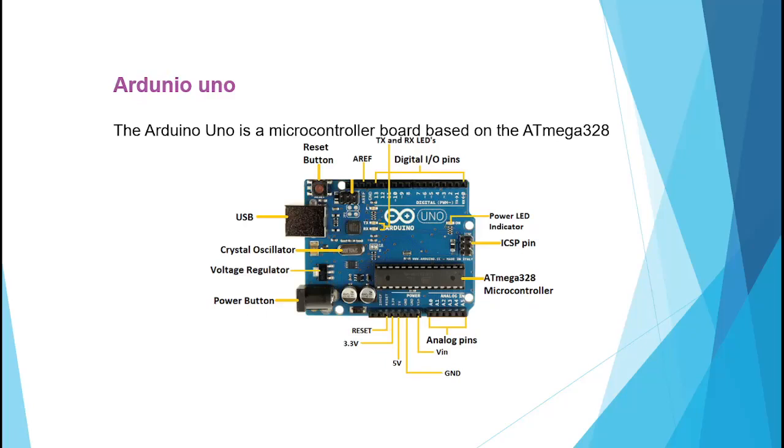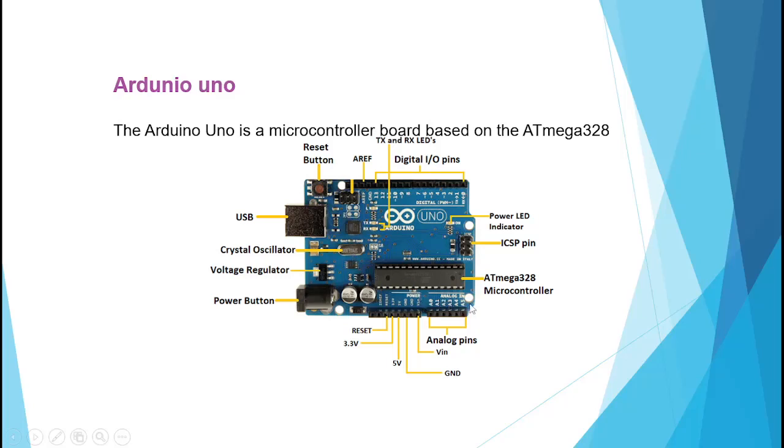Arduino Uno is a microcontroller board based on the Atmega 328. It has 14 digital pins and 6 analog inputs. The operating voltage of the Arduino is 5 volts and the recommended input voltage is 7 to 12 volts. Flash memory is 32 KB and EEPROM is 1 KB. Clock speed is 16 MHz.